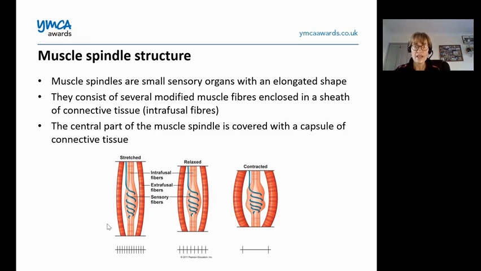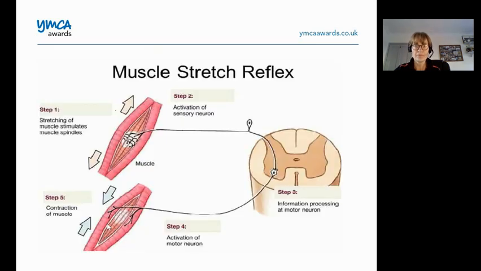So those are your intrafusal fibers, your extrafusal fibers, and the sensory fibers within a capsule that's part of your muscle fibers. Those are your muscle spindles that you find located within the muscles, that are fired when the muscles are excessively lengthened.